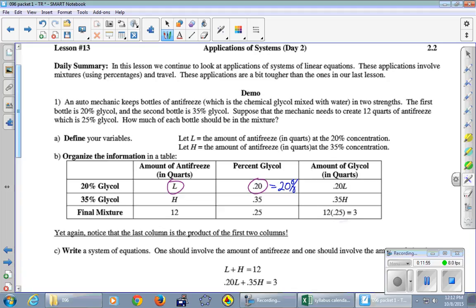And once the table's filled in, writing the equations is almost trivial. First column, L plus H equals 12. Last column, 0.20 L plus 0.35 H equals 3. And there they are down there. We're not going to solve them. Our MO for today is still going to be just set them up. That's the priority. And then when there's time at the end, we'll solve them. Any questions on the setup? Okay.